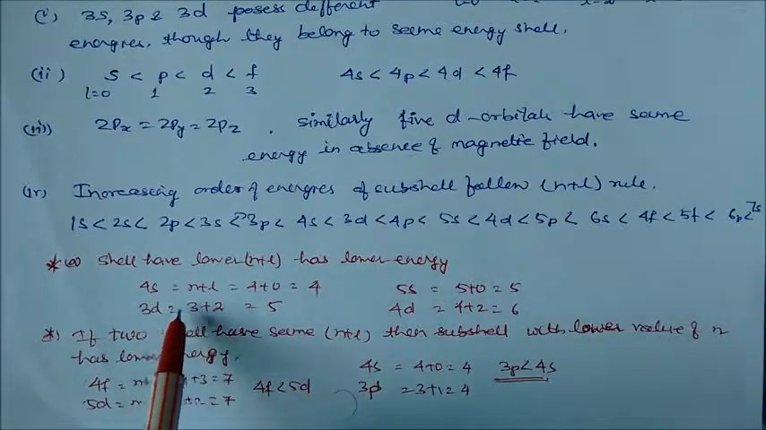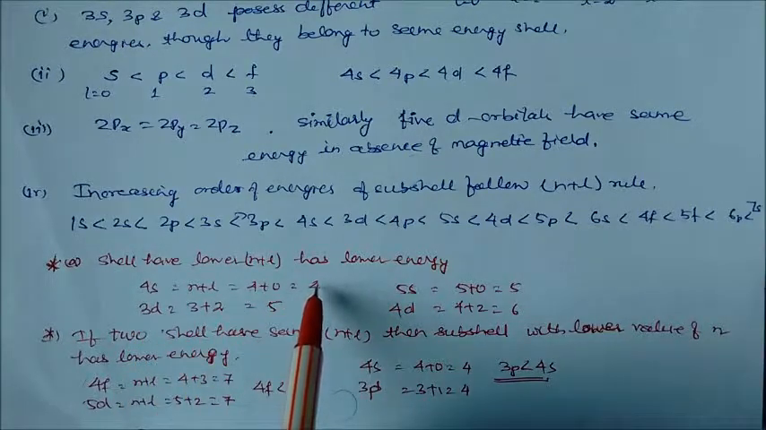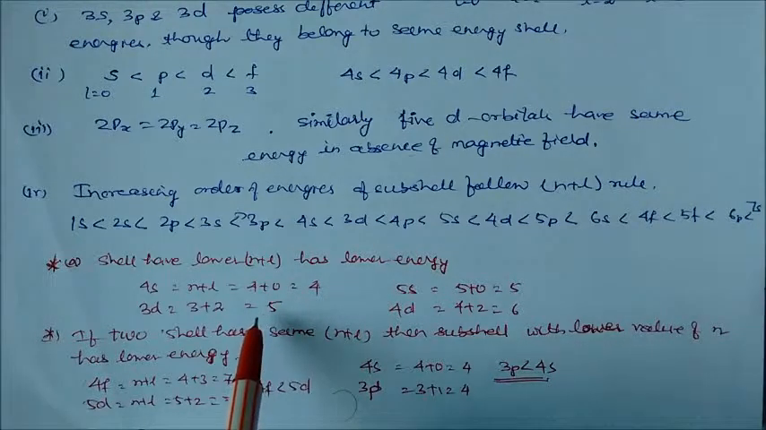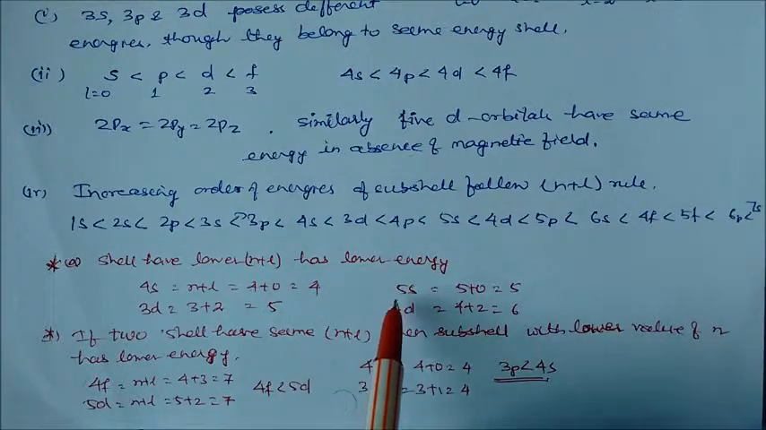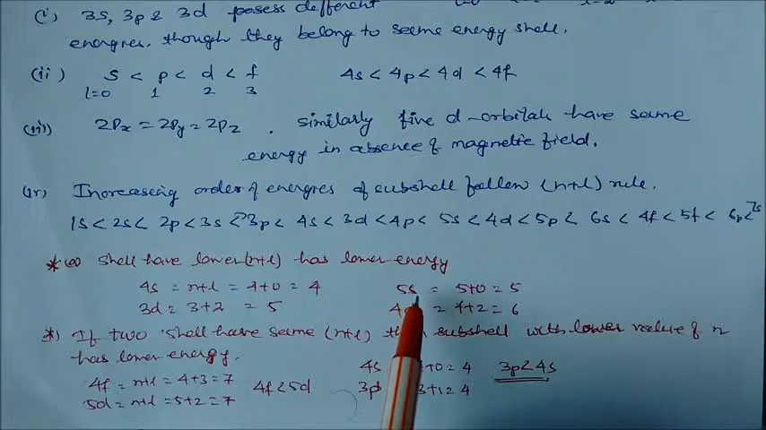If you take 3d, n is 3, l is 2, 3 plus 2 is 5. So 5 is lower than the 4, so this has lower energy, this has higher energy. Similarly 5s and 4d: 5 plus 0 is 5, 4 plus 2 is 6. So 5 is lower, definitely the energy of the 5s orbital is less than the 4d. So this is the highest energy.